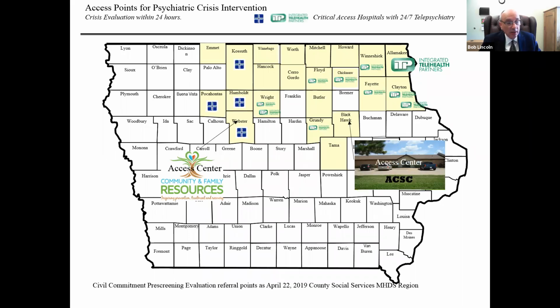This map shows what the county social services implementation looks like for those access points now. Unity Point does provide telepsychiatry in our Berry Hill catchment area, Pocahontas, Humboldt, Webster, and Kossuth. And then beyond that, ITP is providing that access. And I'm pleased that in 2 of our counties, they actually have two locations.